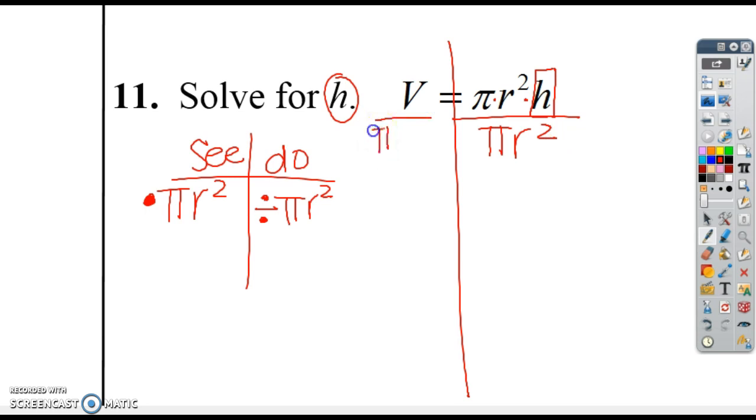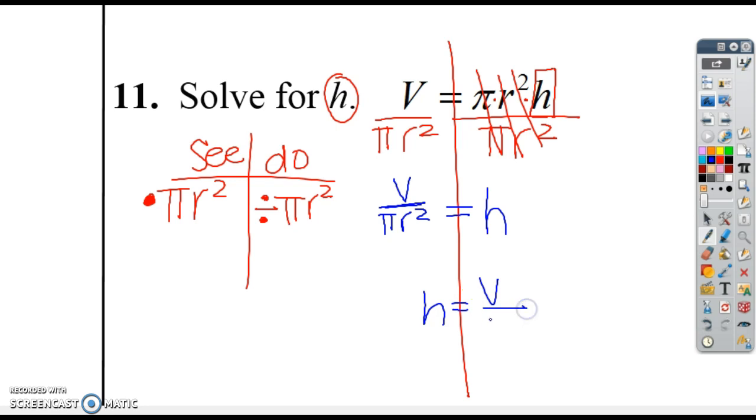Okay, so we're going to divide pi r squared on both sides. On this side, the pi will cancel, the r squared will cancel. So you bring down your h is equal to, and v over pi r squared. It can't be reduced, so that's your fraction. So again, we want to just write where our h is first. So our h is equal to v over pi r squared. And that's your answer.